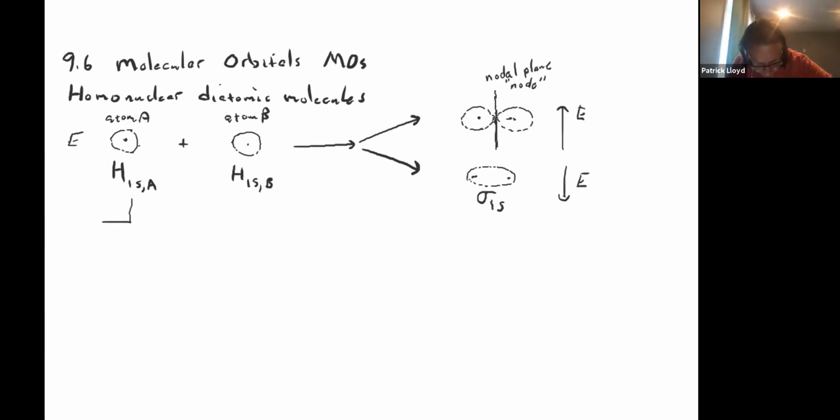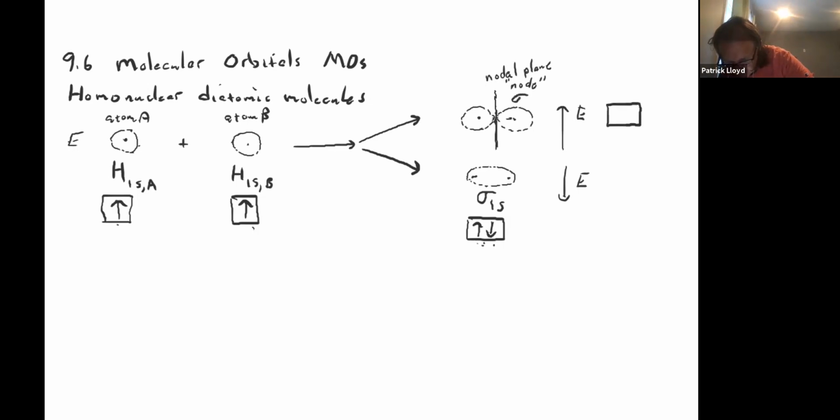This atom has one electron spin up. This atom has one electron spin up. Those two electrons go into this orbital here. One of them has to change its spin because of the Pauli exclusion principle. So these two electrons here are these right here. And then this one, it doesn't have any electrons in it. It's empty.